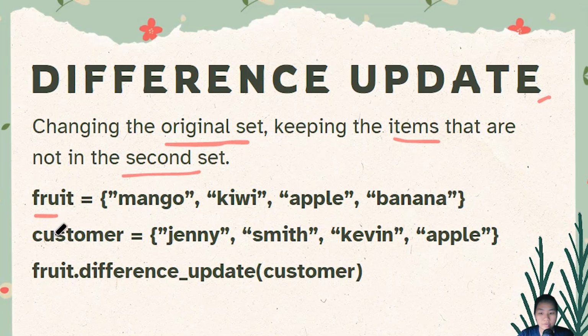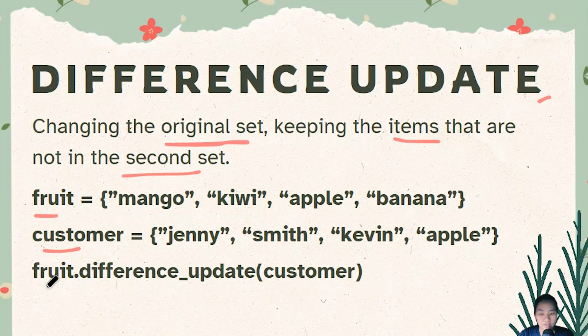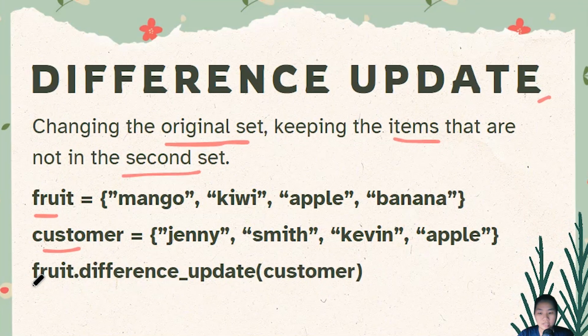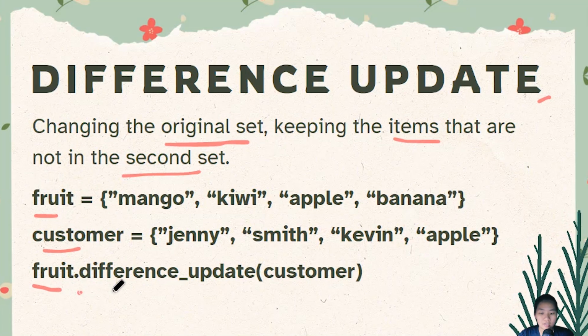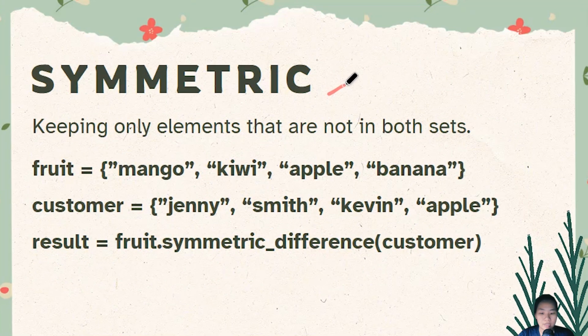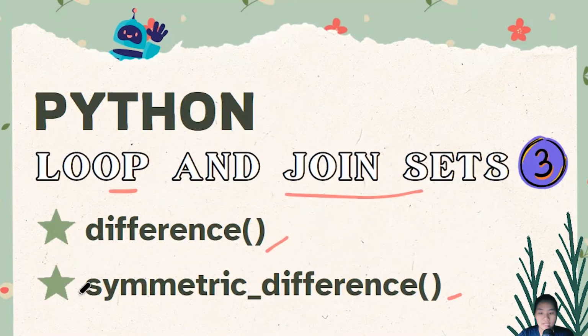Once again, I have fruit and I have customer. For this one, since it changes the original set, I don't need another variable. I don't need another result over here to pass in. I just simply write fruit, the original set that I want to change, dot difference update, and passing in customer, okay?